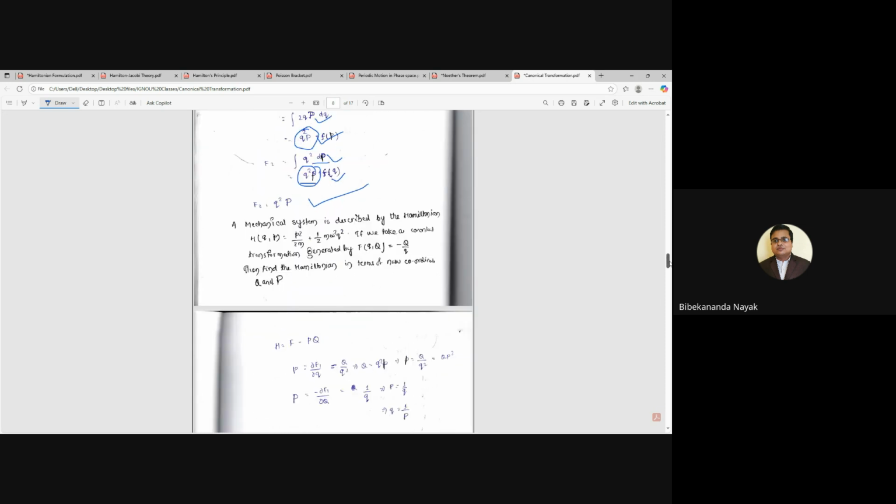We know small p is equal to del F2 by del q. So del F2 by del q is equal to 2q capital P. Integrating, F2 is equal to 2q P dq, which means q square P plus f of P. Again, capital Q is q square. But we know capital Q is equal to del F2 by del capital P. Using that formula, F2 is equal to the integration of capital Q dP, the integration of q square dP, which is q square P plus f(q). So from both results we found it is q square P. So you can say the function is q square capital P.